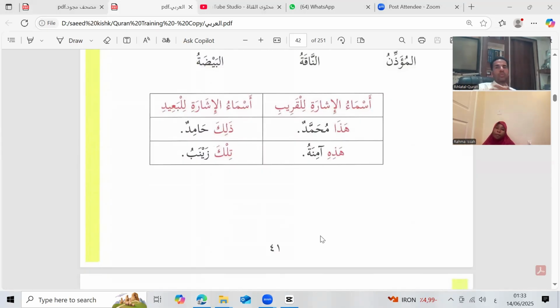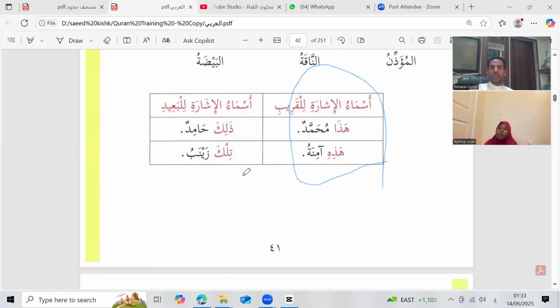Yeah, exactly. For example, Muslim. How could you change it to feminine? Muslima. Talib. How could you change it to feminine? Taliba. And that's why, because Amina is feminine, it says Hazihi, right? Why does it say Haza Muhammad and Hazihi Amina? Because Muhammad is masculine. Yeah, excellent. And Amina is feminine. So this is for both of them for something close.